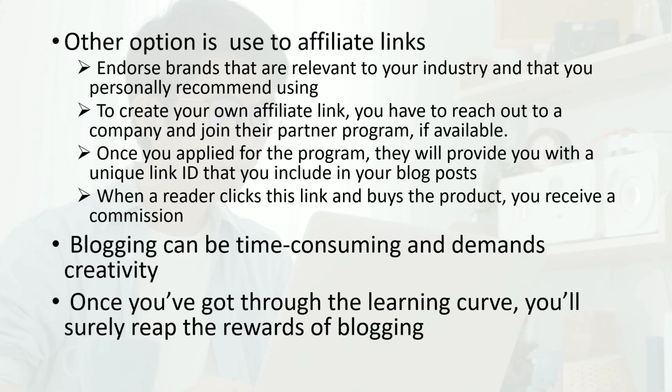A more subtle approach to earning money is by the use of affiliate links. You use affiliate links to endorse brands that are relevant to your industry and that you personally recommend using. To create your own affiliate link, you have to reach out to a company and join their partner program if available. Once you've applied for the program, they will provide you with a unique link ID that you include in your blog posts. When a reader clicks this link and buys the product, you receive a commission. Like ads, affiliate links work best for large blogs, so this might be something to put on hold right now. However, don't refrain from using it, especially when you're writing posts about specific products.